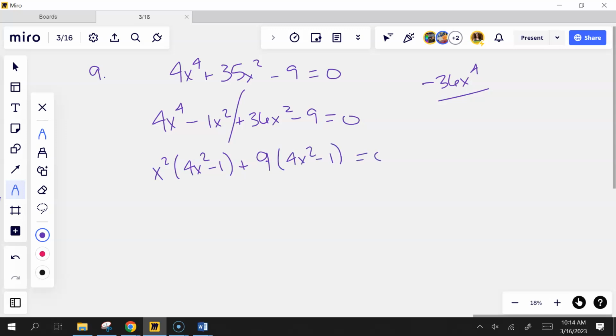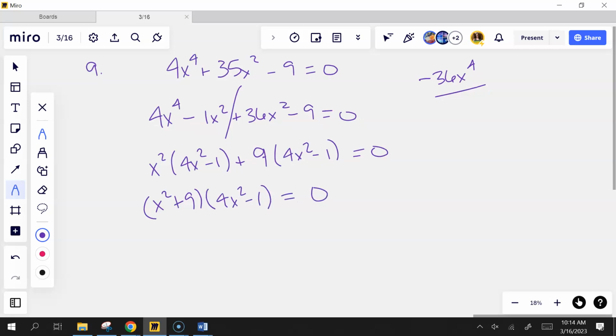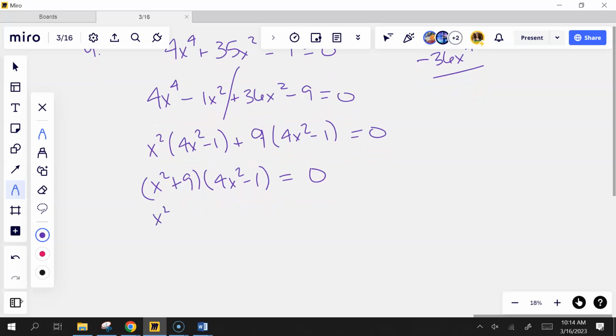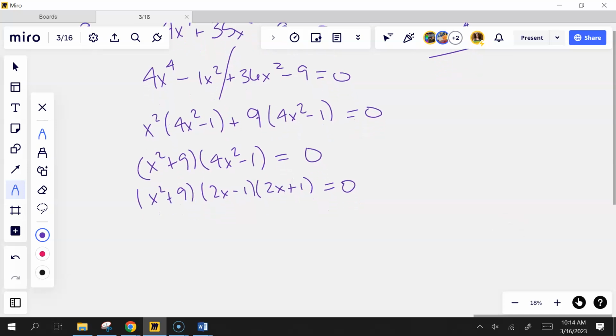This one's a good one because I end up with a difference of 2 squares here in the second one. So I can take that one step further, x squared plus 9. Why can't I do the first one? It's addition, not subtraction. That's exactly right. Addition only works when it's cubes, not when it's squares.